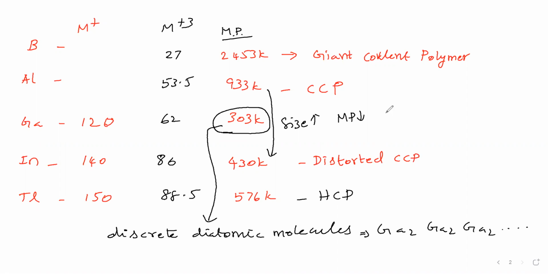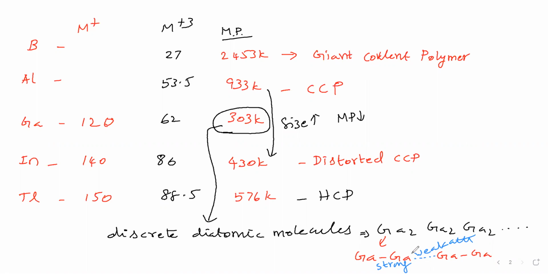Now, in the Ga2 diatomic molecule, what will be there? Between two gallium atoms, a covalent bond is there. Between one Ga2 and another Ga2, just weak attraction is there. Here strong attraction is there, and here weak attraction is there. Therefore, breaking this attraction is easy.